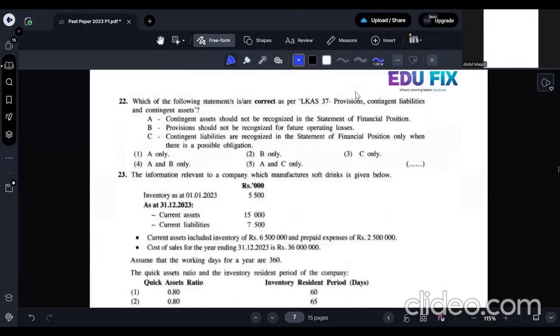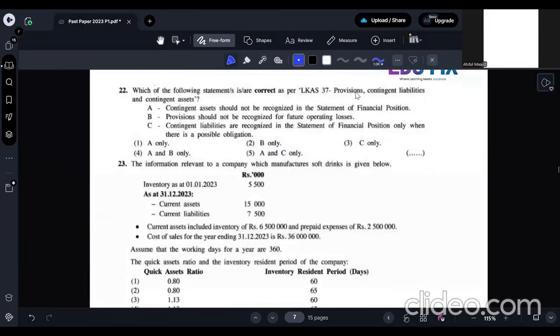Then 22. Which of the following statements are correct as per LKS 37? Provision, contingent liability, and contingent asset. A. Contingent asset should not be recognized in SOSP. Correct. We don't record contingent assets in a SOSP. B. Provision should not be recognized for future operating loss. Correct. For future operating loss, you can't predict and say next day I'm going to incur a loss, and you can't allow a provision for that. For future operating losses, you will not provide provision.